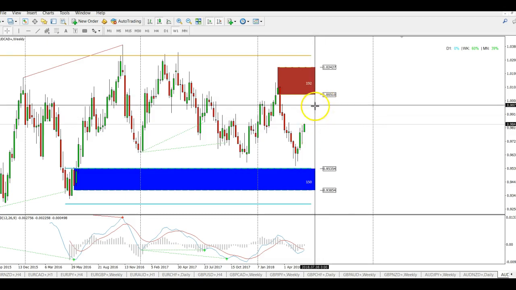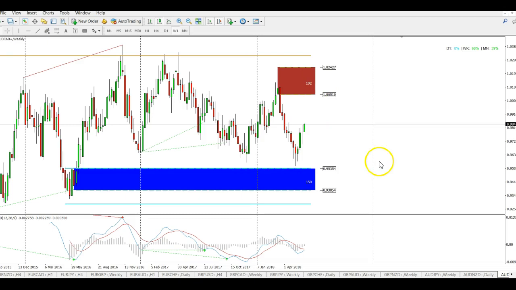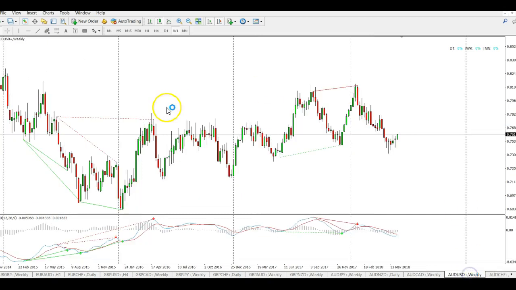Okay, so the Aussie USD is heading. Sorry, that's the Aussie CAD. So the Aussie CAD's heading up towards the $1 mark. That's the Aussie CAD, but similar story. Aussie USD starting to move nicely.